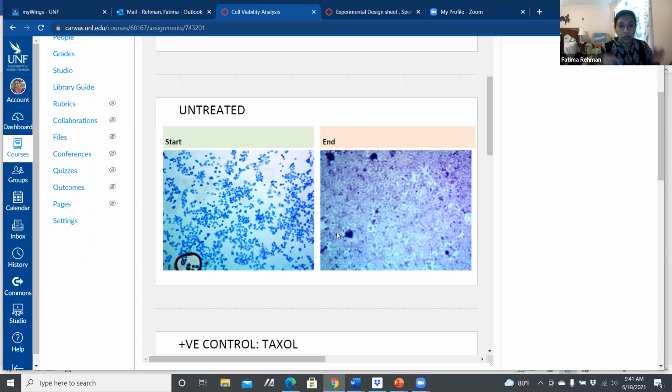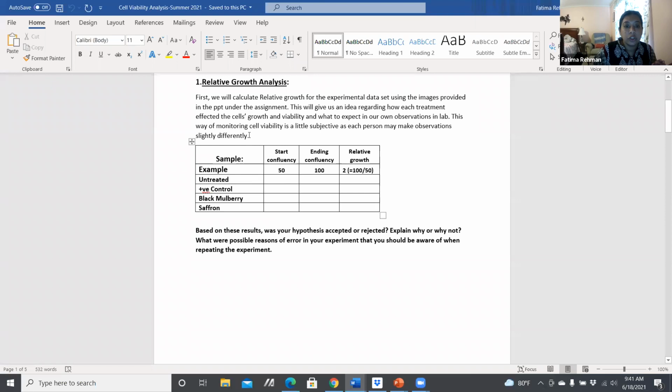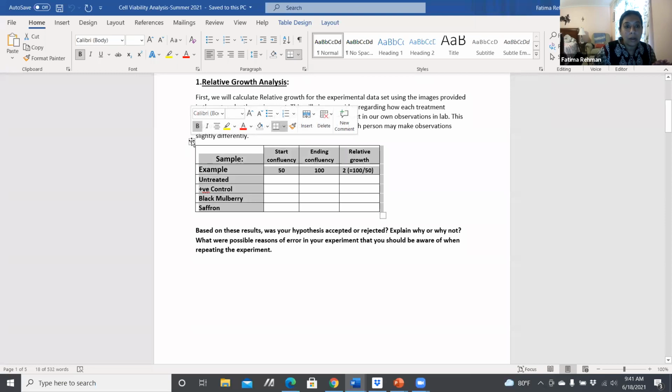And then you look at the end and you say, okay, there's only a little bit of white left, so this is 95% confluent or 100% confluent, whatever you want to call it. Those are what you will write in this first chart, right? All these charts are made so that you can simply click on this little square, copy it and paste it into Excel, and it will become an Excel table, no problem. There will be no issues in formatting, and you can continue working in there. So for the start and ending confluency, that's what you're writing in.